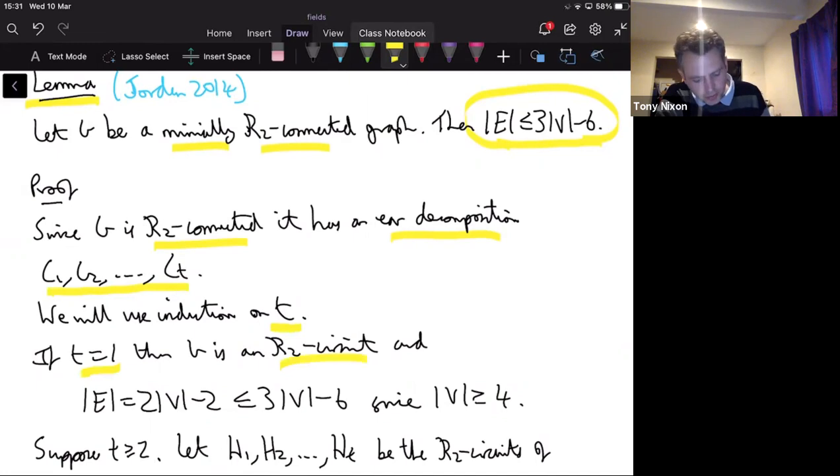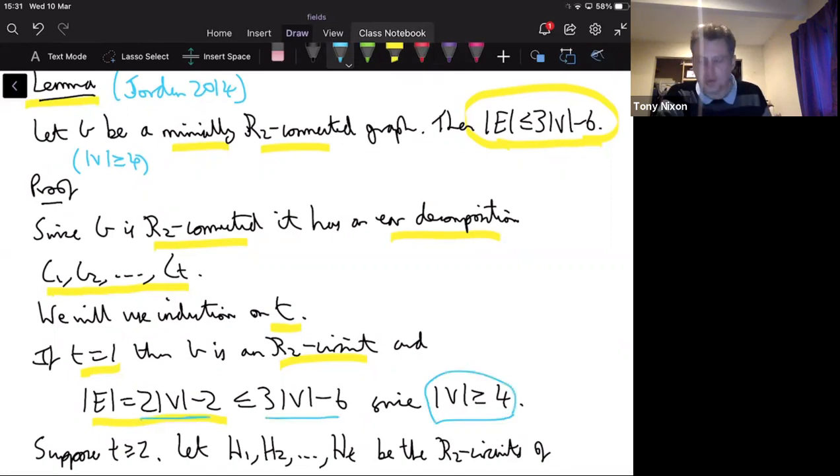We know circuits have 2v minus 2 edges. And I may as well have assumed up here that v is at least 4. In fact, v is always at least 4 because it's R2 connected, so it must be redundantly rigid. Having at least 4 vertices tells us that 2v minus 2 is at most 3v minus 6. So the conclusion is true in the special case where there is exactly one circuit.